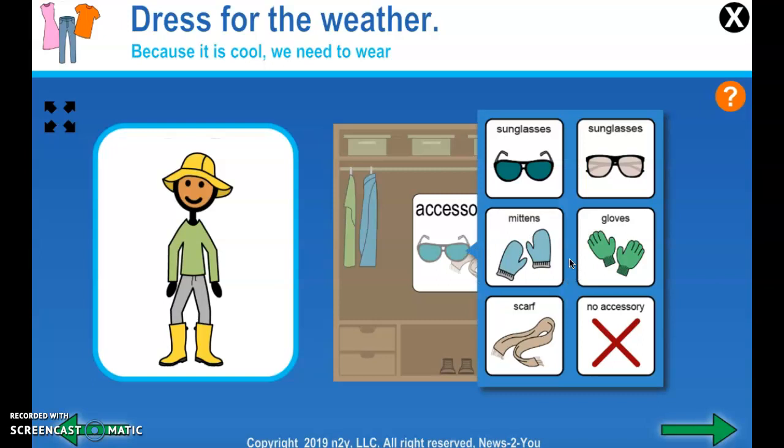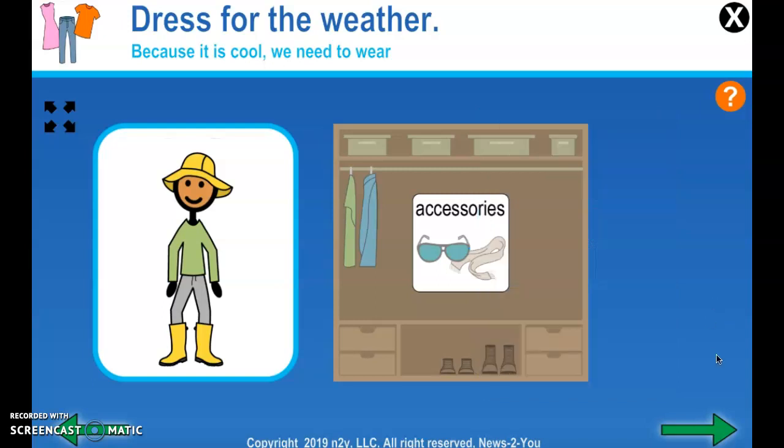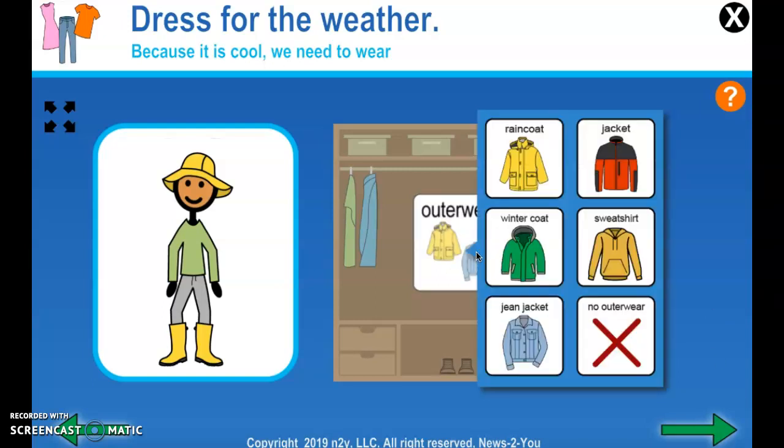Accessories. We don't need gloves, mittens, or a scarf. It's not that cold outside. We could wear sunglasses if we wanted to. There really is not a need today to protect our eyes from the sun since it is raining, but if you wanted to wear them, you could. But I'm going to say no accessory. Outerwear. Since it is raining, we're going to want to wear a raincoat to keep our clothes dry.